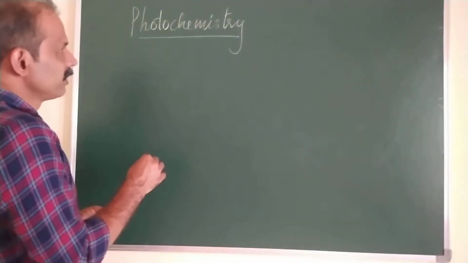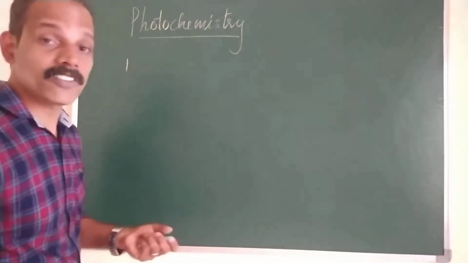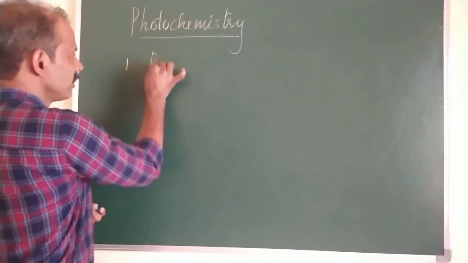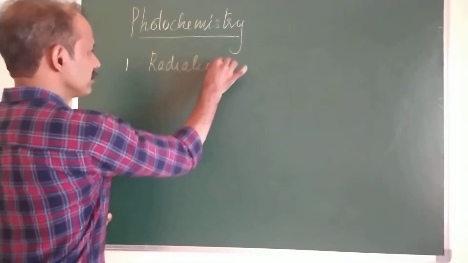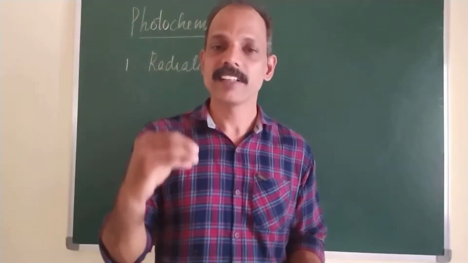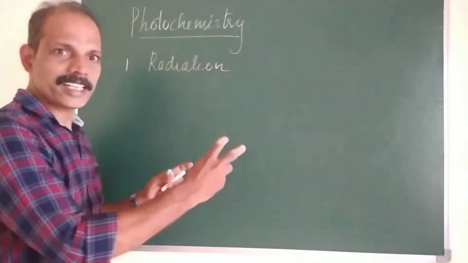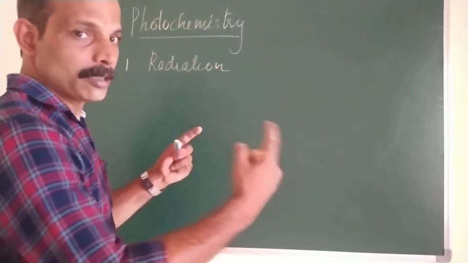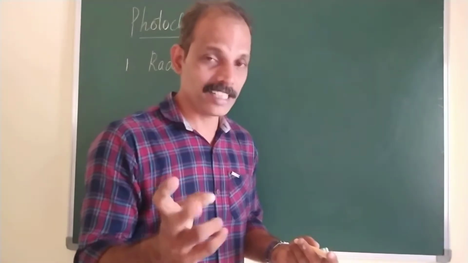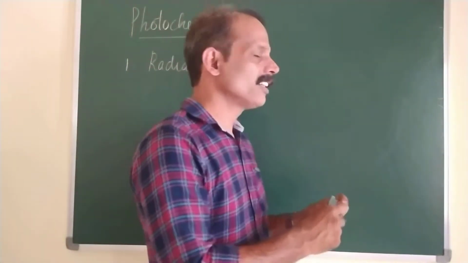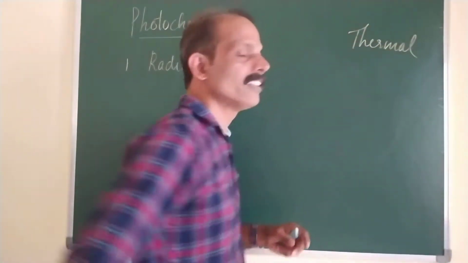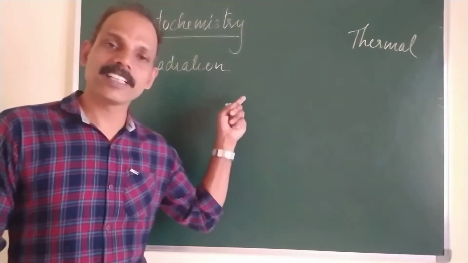So absorption of radiation is a must, a necessary condition of a photochemical reaction. So we know what is a thermal reaction: the reaction brought about by absorption of heat. So, the difference between thermal reaction and photochemical reaction. In a thermal reaction, heat is absorbed. The presence of light is not at all required. Even in the dark, a thermal reaction will take place. But here, the presence of radiation is necessary.